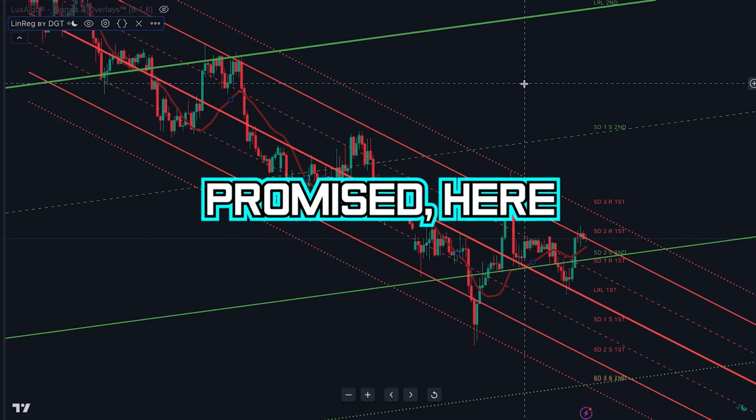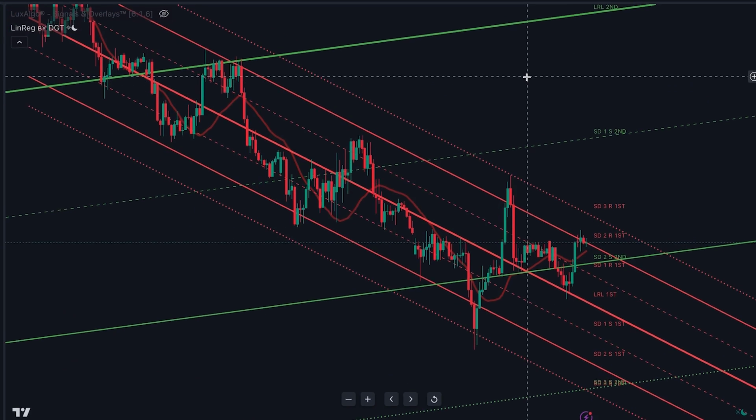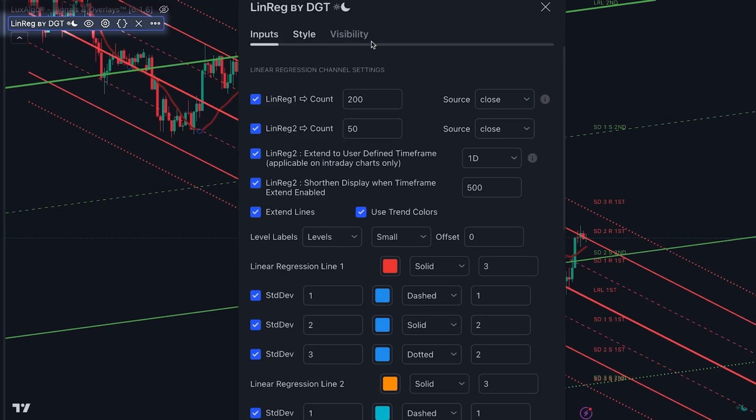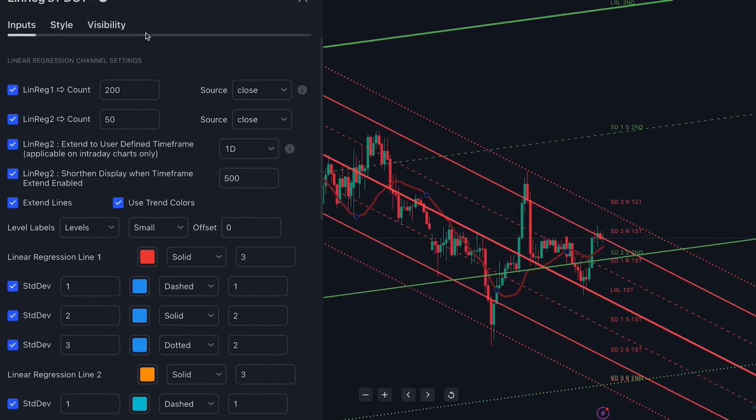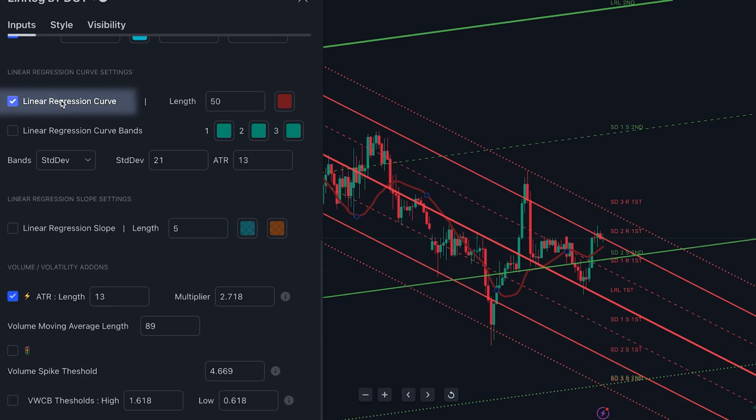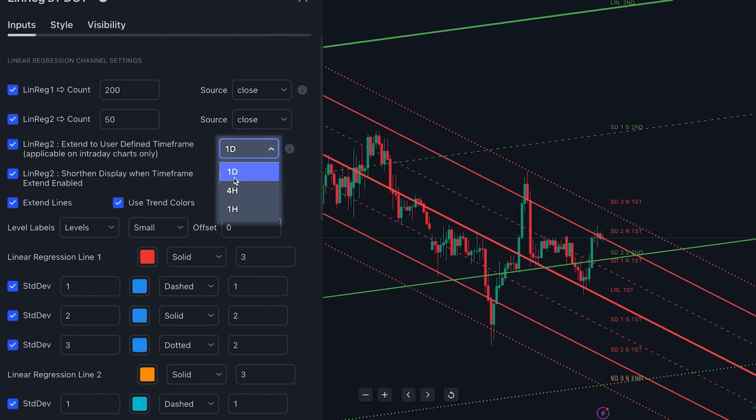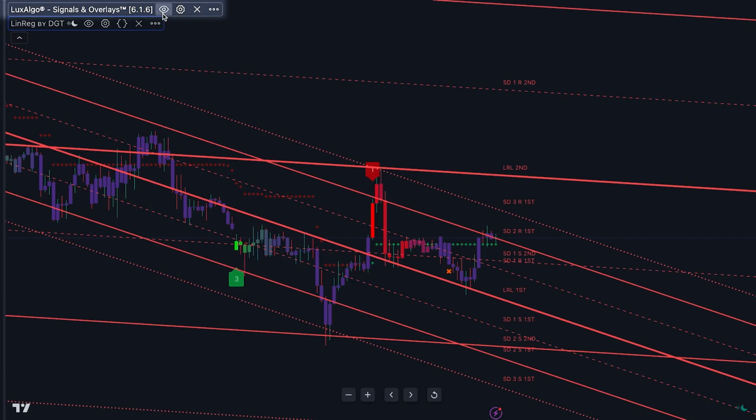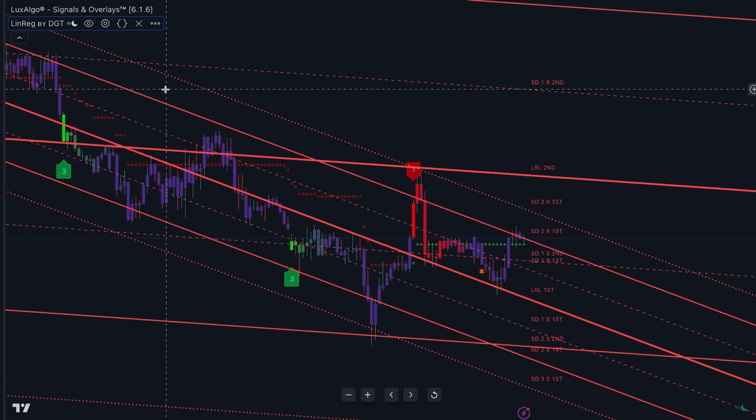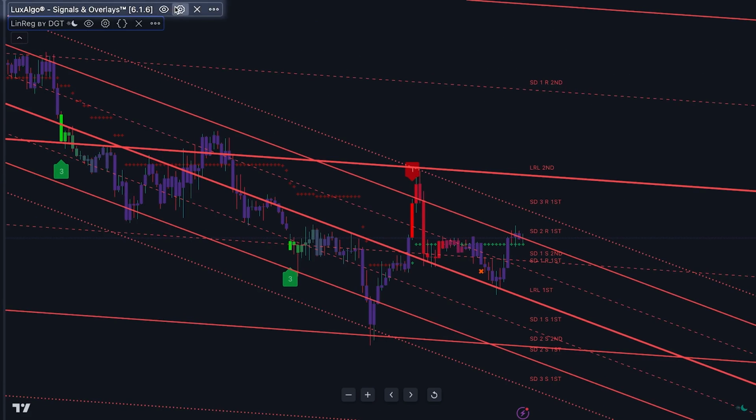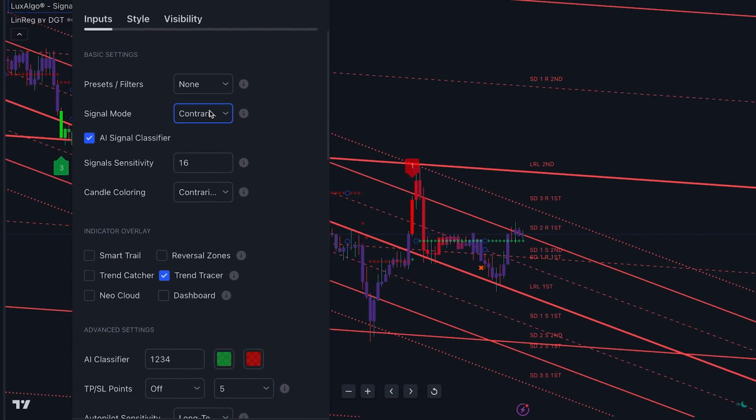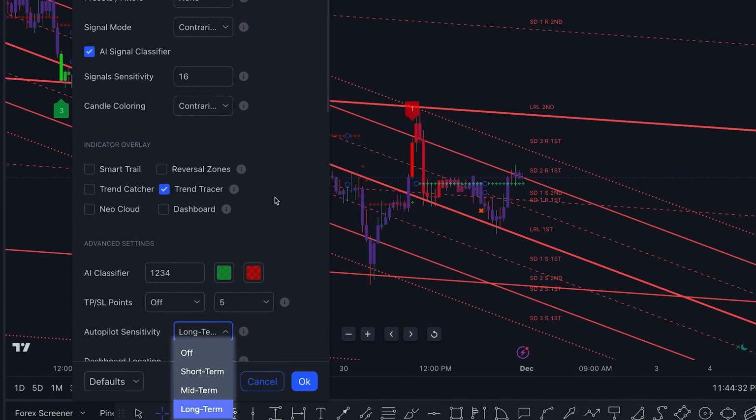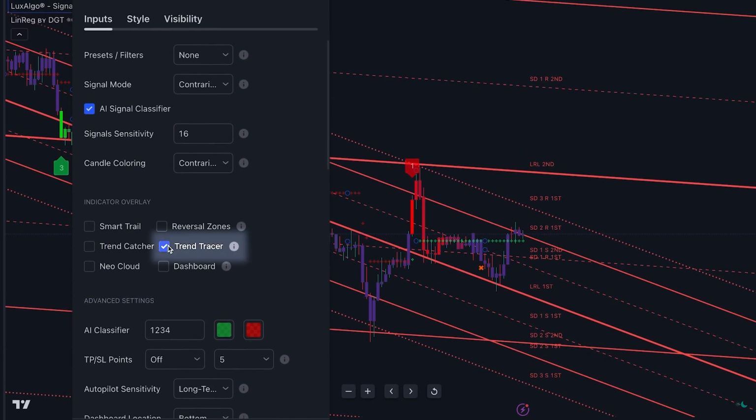Now, as promised, here is the strategy. First, ensure you're on a 30-minute time frame. Next, go into the settings of the indicator, disable the regression curve, and change the time frame of the larger channel to the 4-hour time frame. Next, add the Luxalgo signals and overlays indicator to your chart. From the signals and overlays indicator, we will be using the contrarian mode with a long-term autopilot and enable the trend tracer, which will act as our trailing stop loss.